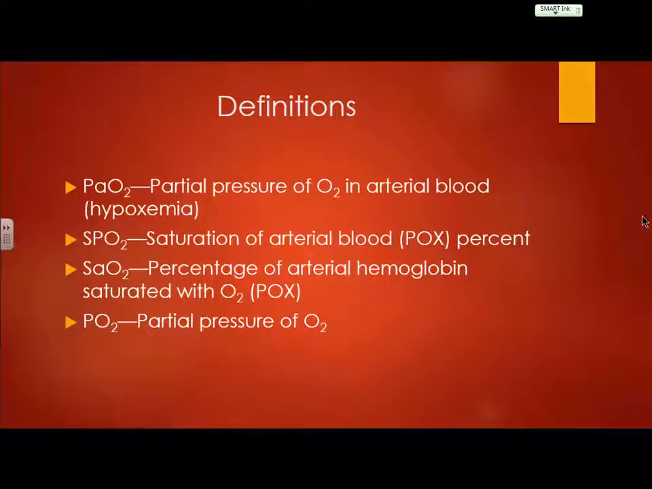Now, your PaO2, that's the partial pressure of O2 in the arterial blood, which is not going to be exactly the same as your SpO2. Right? Your SpO2 is your saturation of the oxygen percentage in the blood, whereas your PaO2 is the partial pressure of the oxygen that is in the blood itself. So we're actually looking at two different things. Here we're looking at how much is saturated on the hemoglobin molecule, whereas here we're looking at how much of the oxygen is actually circulating in the blood itself. All right? Does that make sense? So SpO2.